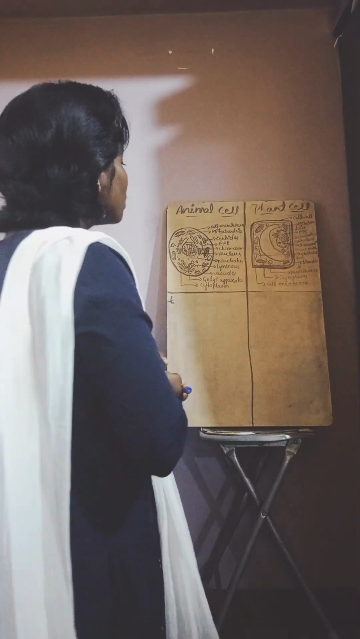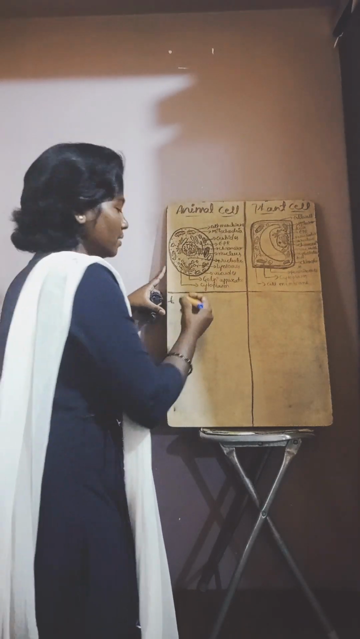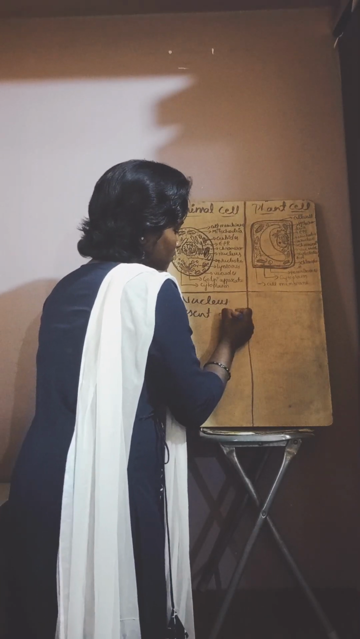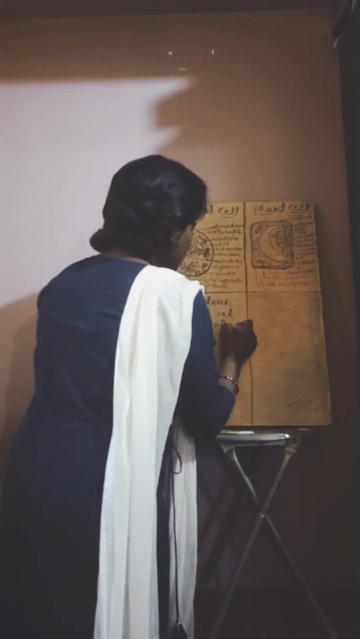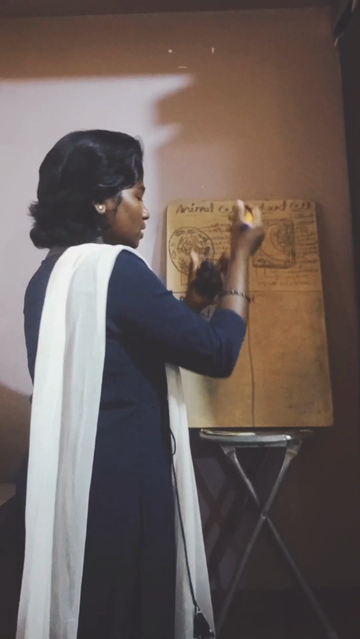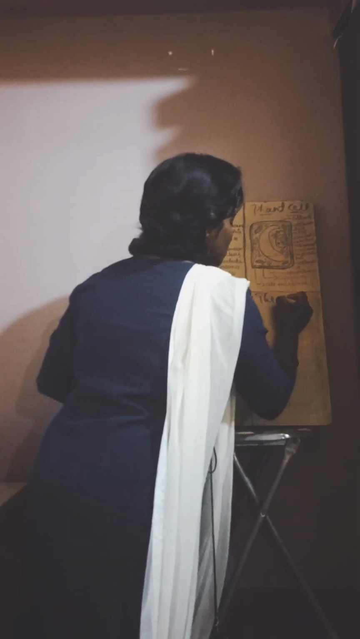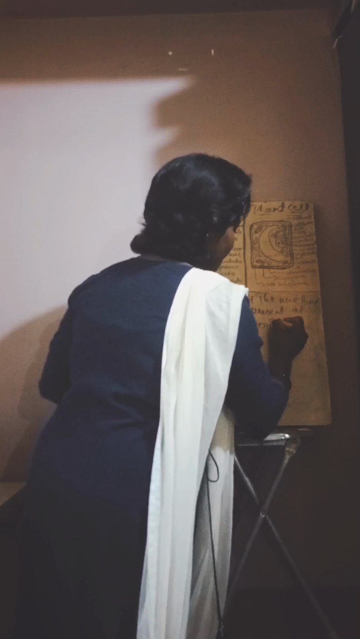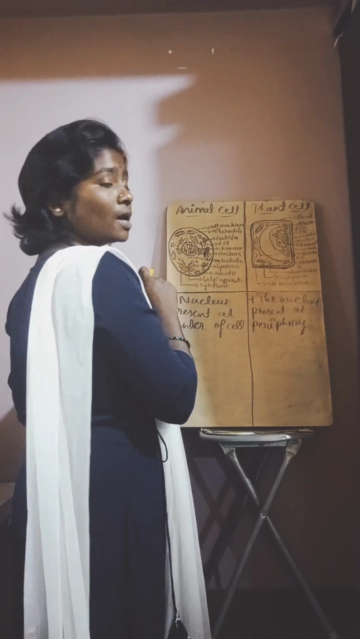Also, some more differences we can observe. In animal cells, the nucleus is present at the center of the cell. But in plant cells, the nucleus is present at the peripheral region or marginal regions. The nucleus is present at the periphery. Okay, this is the main difference between animal and plant cells.